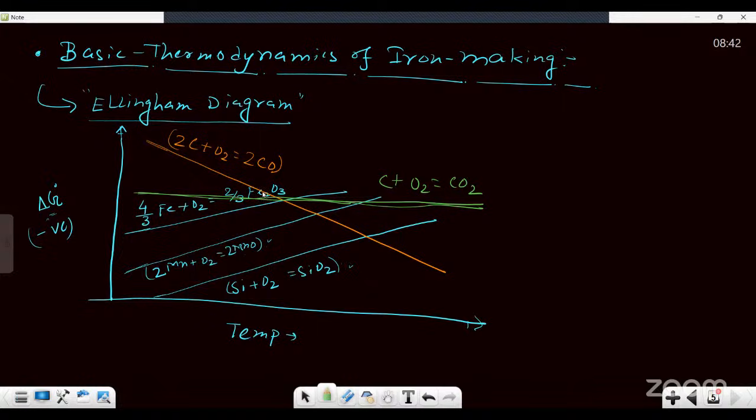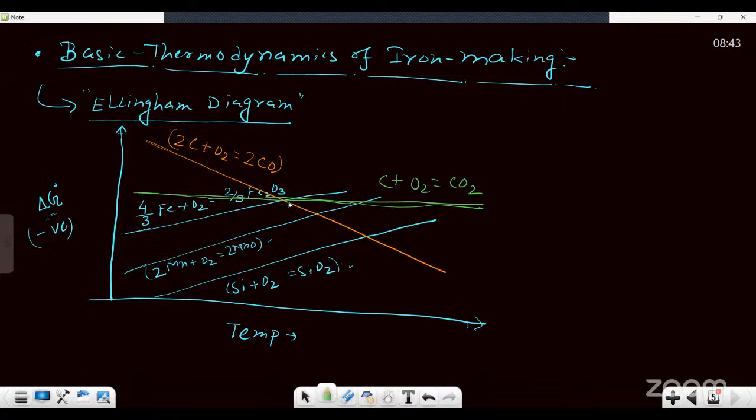But when we bring the temperature high enough, suppose this is the point of intersection. Up to that temperature we need to heat. Now when you go above that temperature, you see what happens. Your CO line has become more stable, which means that now the carbon can easily reduce the Fe2O3. Now can you understand from this why high temperature is required?